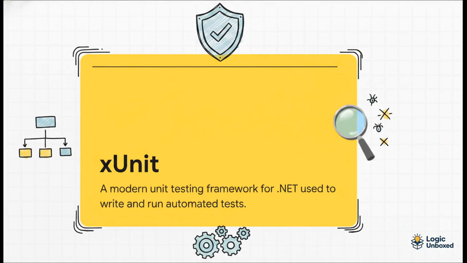So what is xUnit really? Well, you can think of it as a free open source tool that lets you write and run automated tests. It's kind of like a safety net for your code. It makes sure everything works exactly like you think it does, especially every single time you make a change.